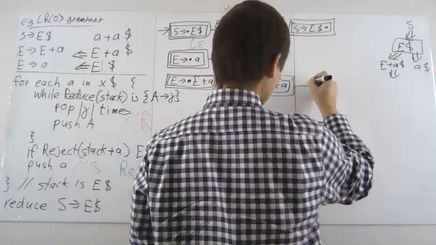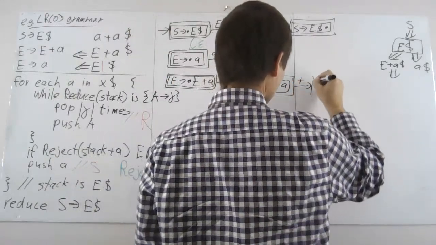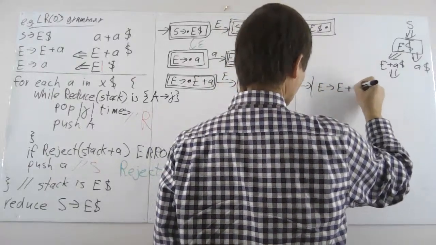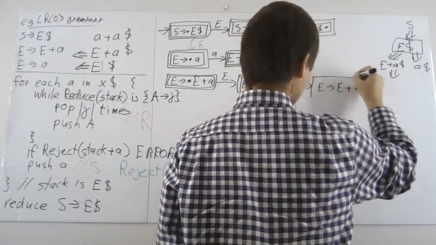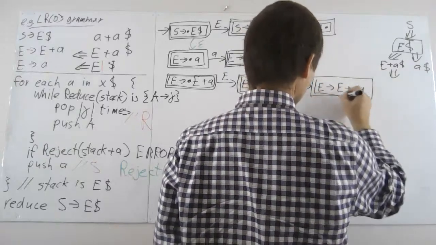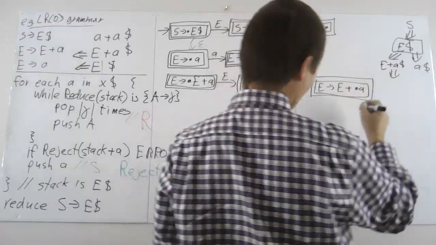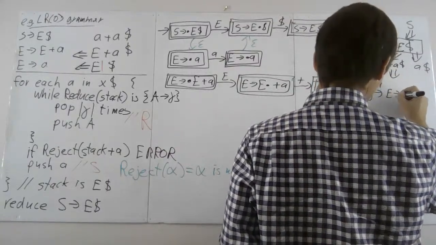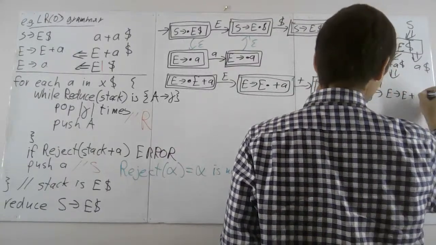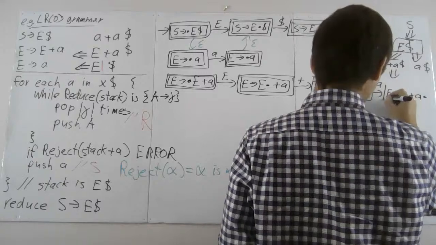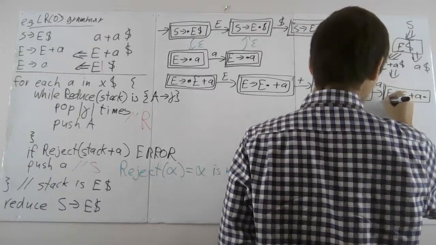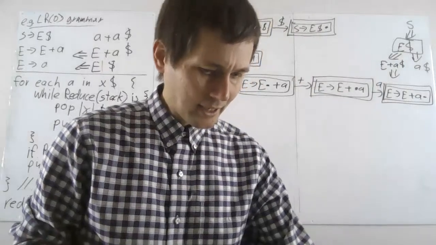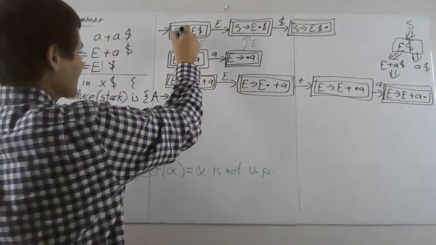And then on a plus, it goes to E plus dot A. And then finally on an A, it goes to E plus A dot. Okay, and I need to connect these with epsilon transitions.